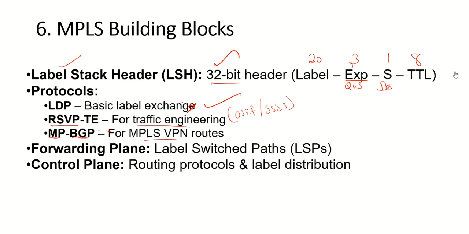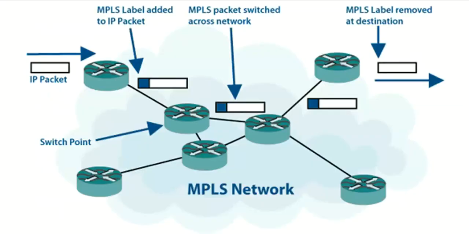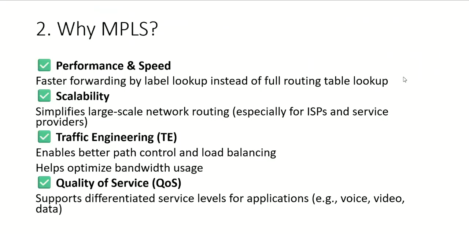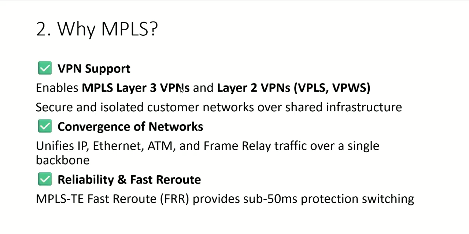What is the control plane? Control plane means in the router which controls the direction. We used to say routing table. But now, because you are going to have MPLS, it is not the routing table lookup. Instead of routing table lookup, what does it do? Label lookup. Which means what?